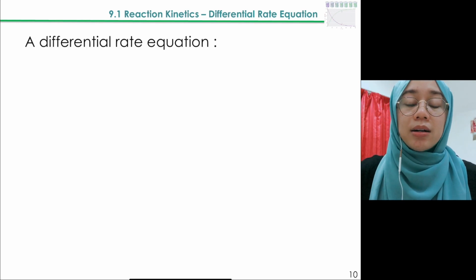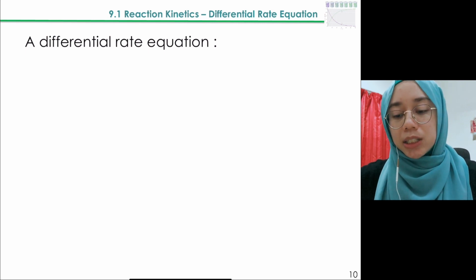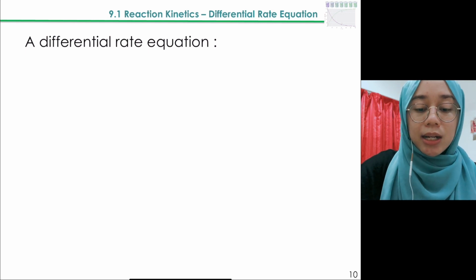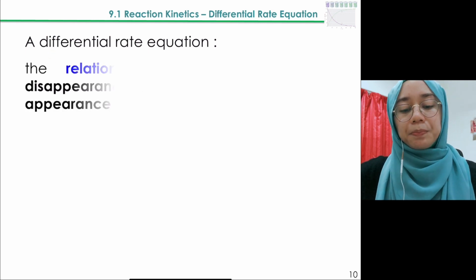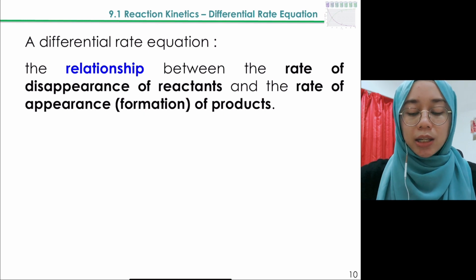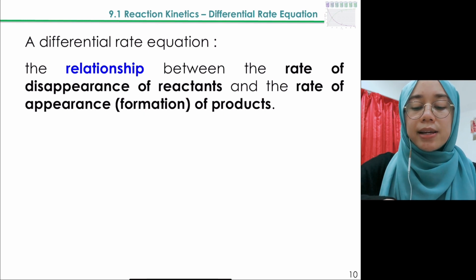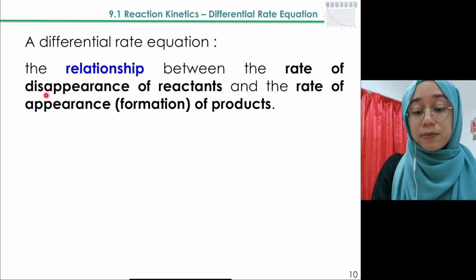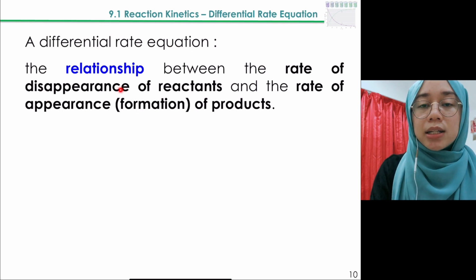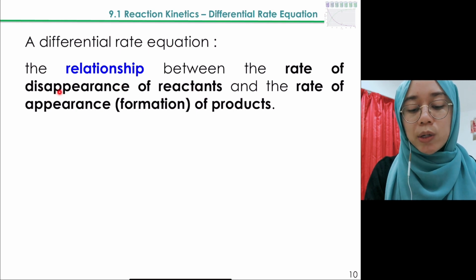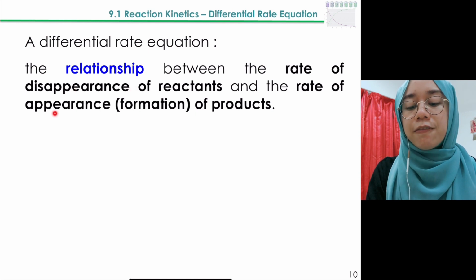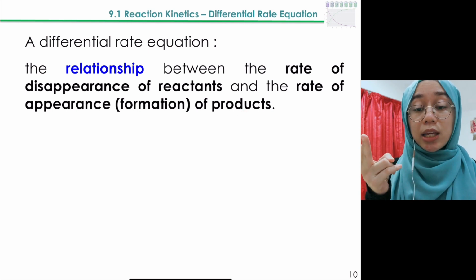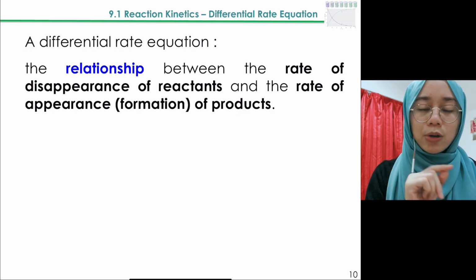Now, kita nak belajar how to express a differential rate equation. Okay, so apa benda sebenarnya differential rate equation? Ada perkataan differential ni kan? Okay. Differential rate equation ni nanti kita akan boleh tahu apa dia relationship between the rate of disappearance of reactant. Okay, so specifically kat sini dia kata rate of disappearance sebab reactant kita semakin berkurang kan, so that's why dia guna disappearance kat sini, and the rate of appearance ataupun formation of product. Okay, kita boleh tengok apa relationship tu nanti, and semua ni akan ada kaitan dengan equation.